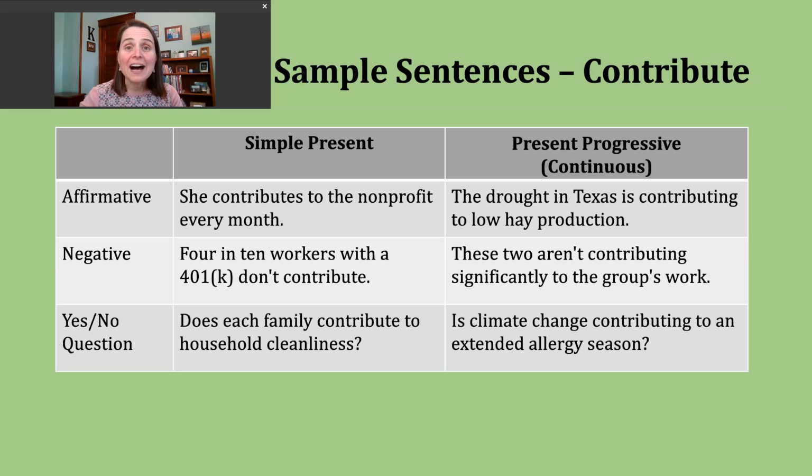Okay. For an example for us here, 4 in 10 workers with a 401k don't contribute. Right? Now, if you don't live in the United States, this sentence might not make a lot of sense. A 401k is a type of retirement plan. Okay? And every company can be a little bit different. There are some federal laws around how much money one can add to it. With some companies, sometimes they add money to workers' retirement accounts as well.